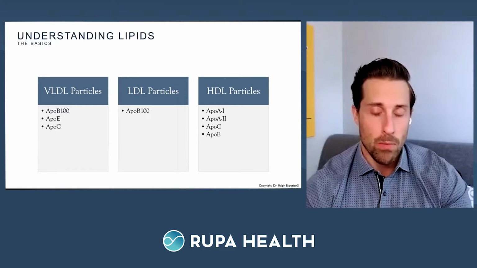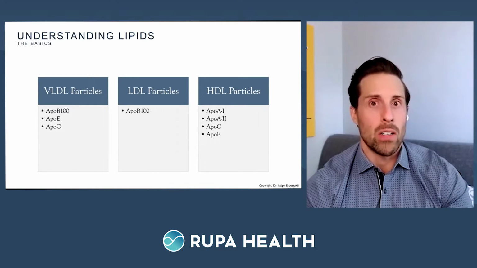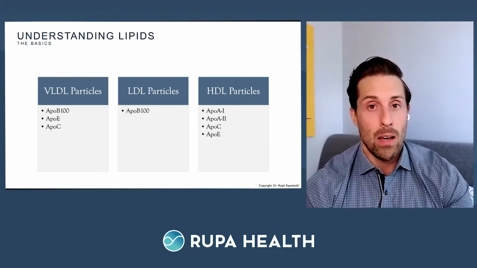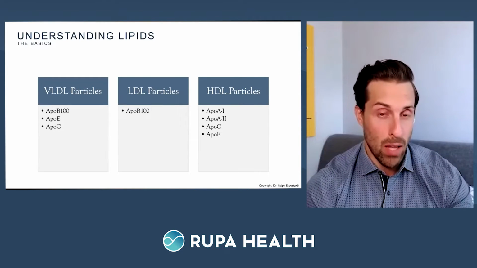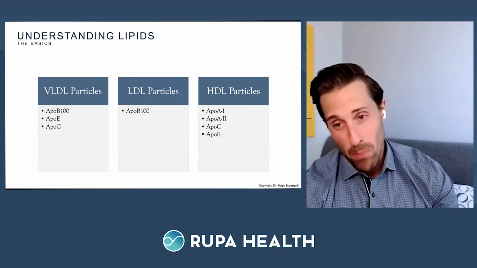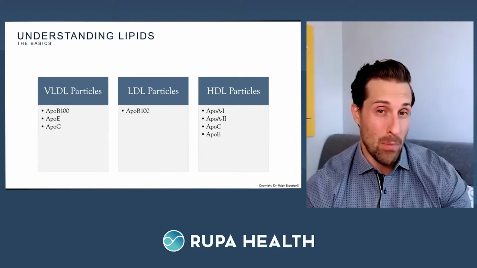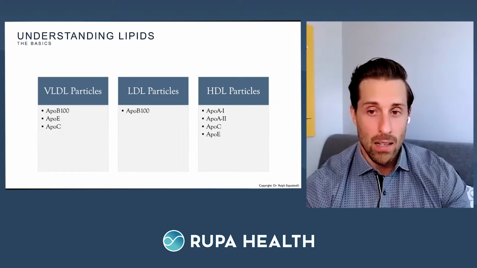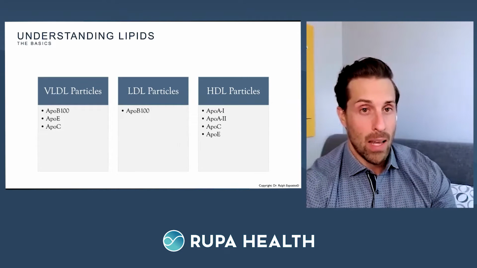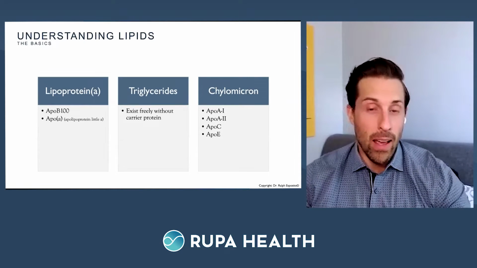ApoE, which many of you are familiar with from the genotype. We're going to talk about how perhaps the genotype has an impact on the actual apolipoprotein. ApoC, there's multiple of them. We'll talk mostly about ApoC3. And then on the HDL particles, ApoA1 and ApoA2. Lipoprotein little a.